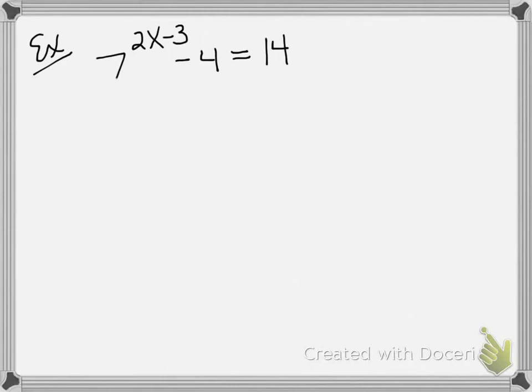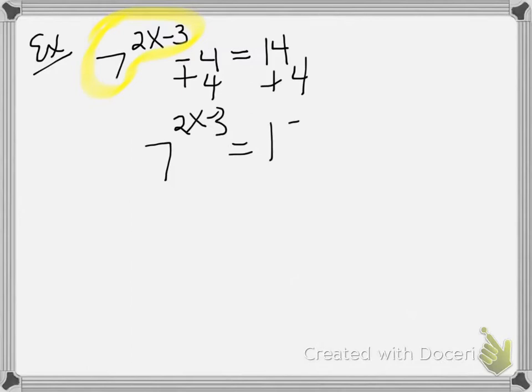Okay, for this next example, again, we need to have the base and exponent part by itself. So I have to get rid of this -4 first. So I'm going to add 4 to both sides, which gives me 7 to the 2x minus 3 equals 18.